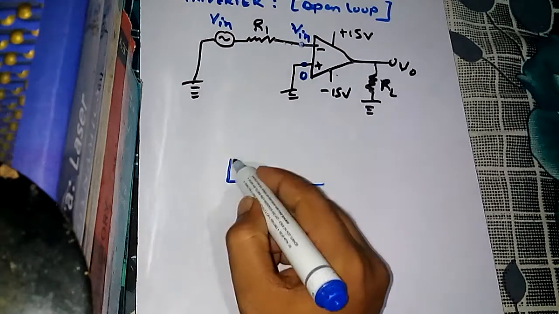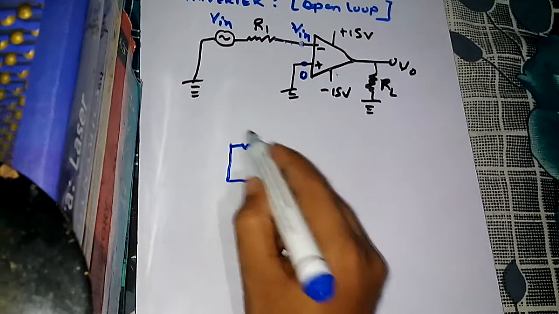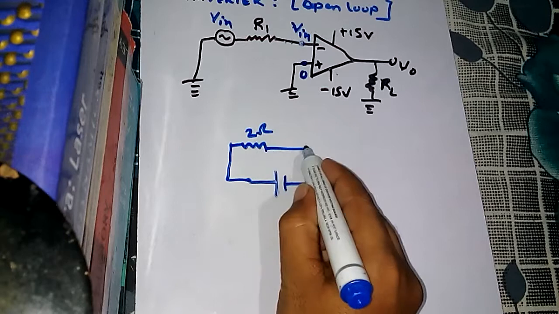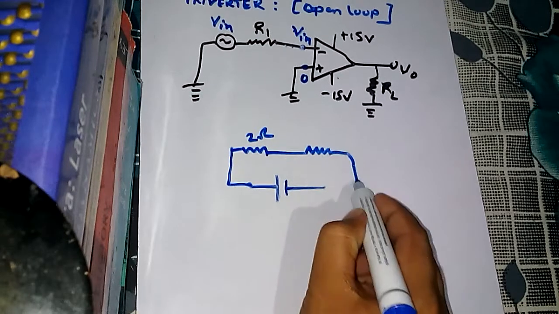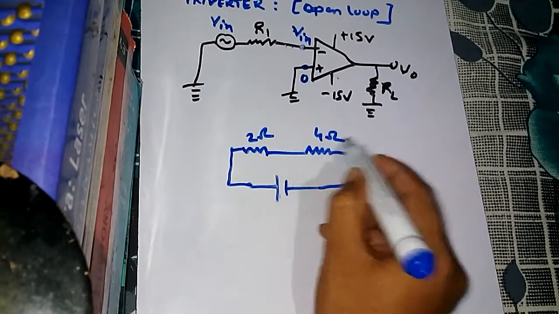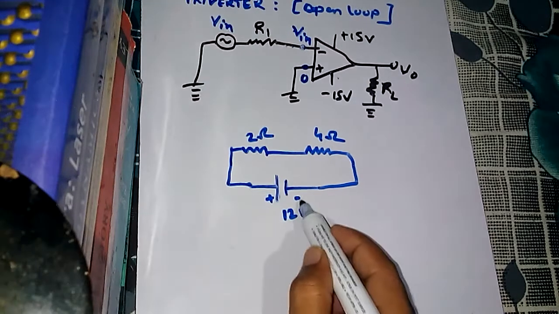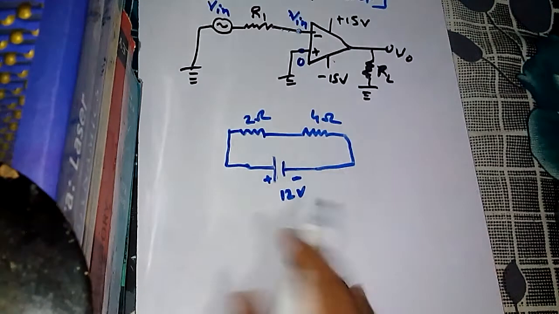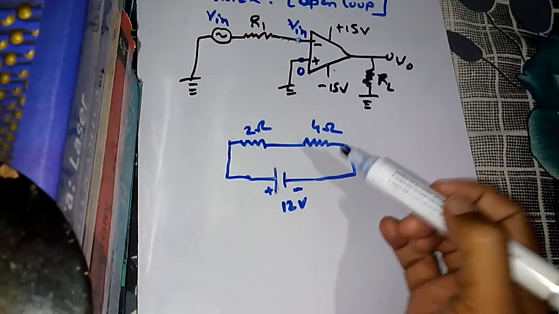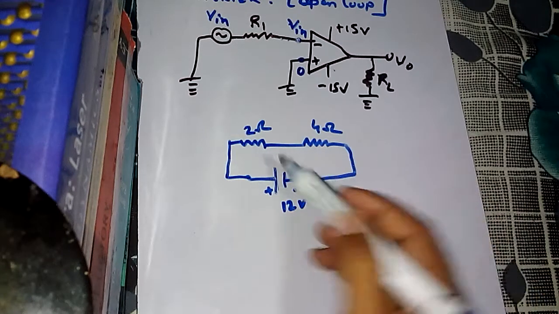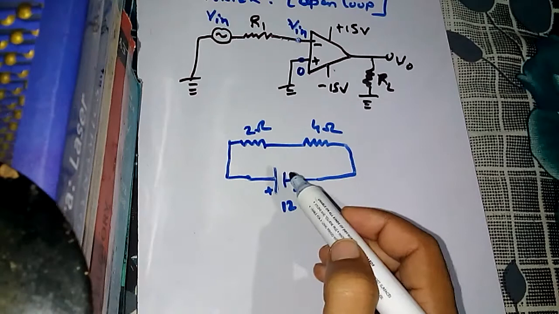You are already aware about it. This is 2 ohm, this is 4 ohm, and suppose this is 12 volt. Tell me one thing, what is the current in this circuit?